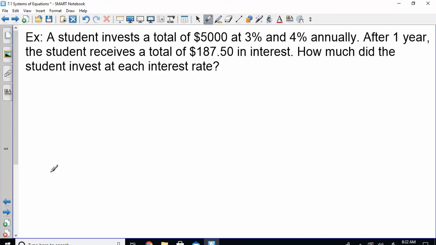So a student invests a total of $5,000 at 3% and 4% annually. After 1 year, the student receives a total of $1,087.50 in interest. How much did the student invest at each rate? So we are trying to find how much at each rate. So x would be the amount at 3%, and y would be the amount at 4%.